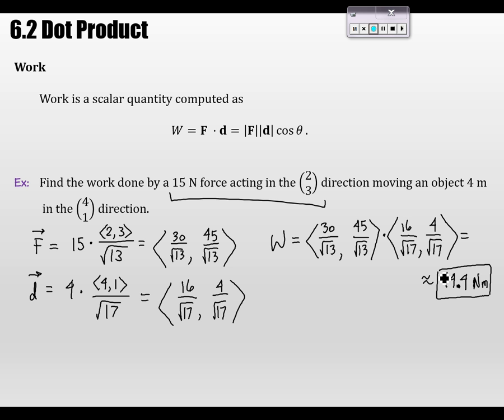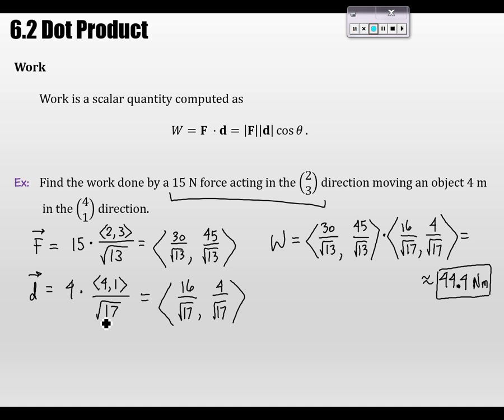How did I do it? Just a refresher. So what is this thing right here? It gives you a vector in this direction, but now stripped of its magnitude information, only 1 unit long. And then we multiply it by 15, that will give us a vector still in the direction 2, 3, but now exactly 15 units long. And same thing with displacement.